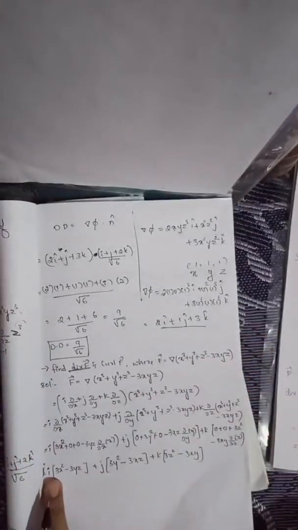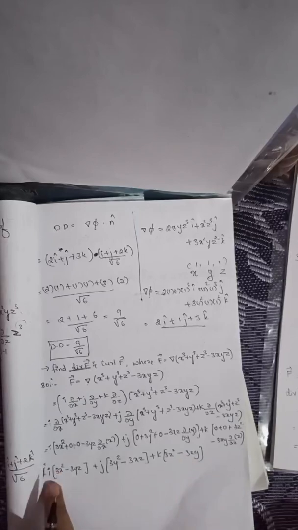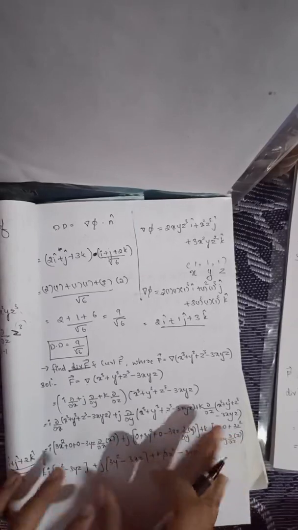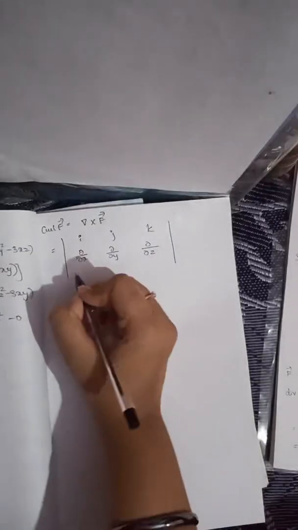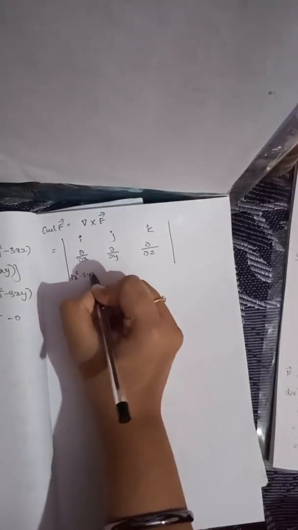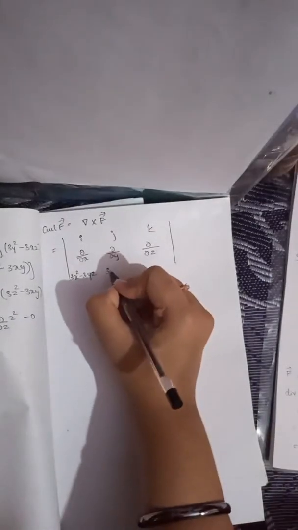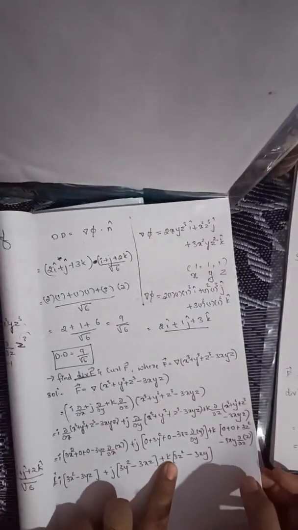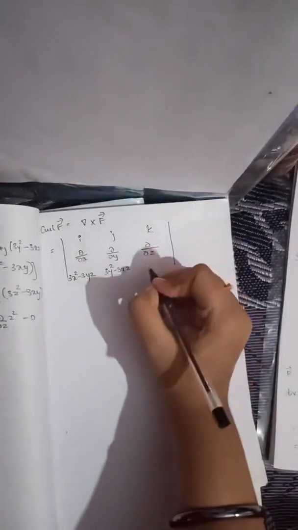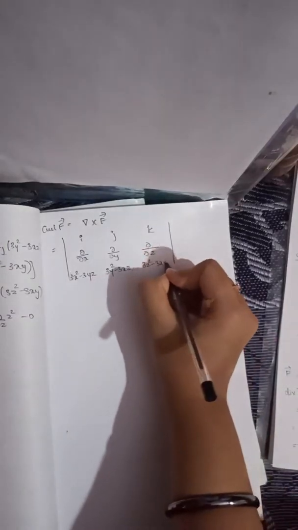What are the coefficients of i, j, k? This was the f vector, right? So we had got the f vector as this. So take only i, j, k. What is i here? 3x² minus 3yz. Next, what is j here? 3y² minus 3xz. And what is k here? 3z² minus 3xy. Okay. Now find.